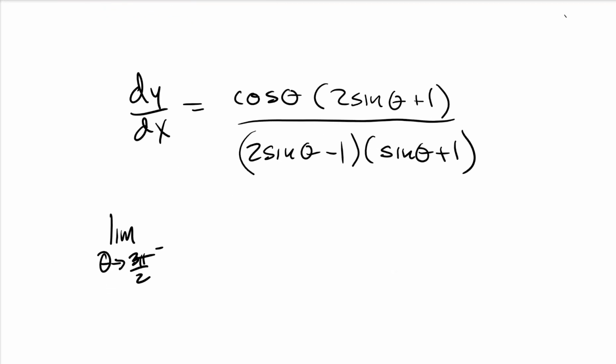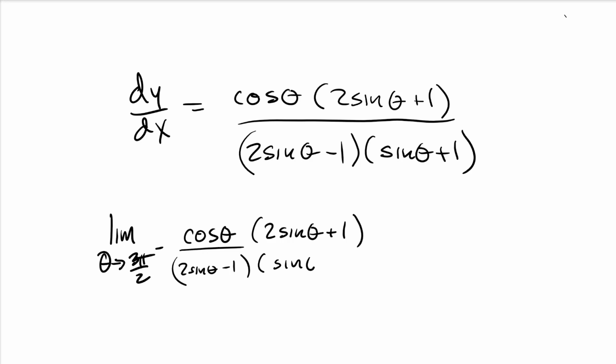We're getting there. The limit of cosine of theta times 2 sine of theta plus 1 all over 2 sine of theta minus 1 times sine of theta plus 1. I'd rather do this in 2 pieces. I don't want to deal with all those products. Actually, I'd rather spin this thing around. I don't want to do a bunch of products.